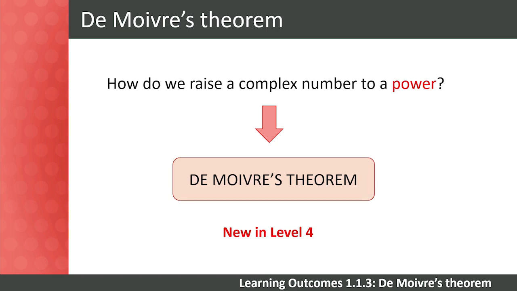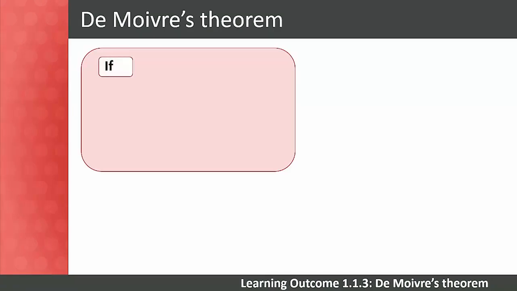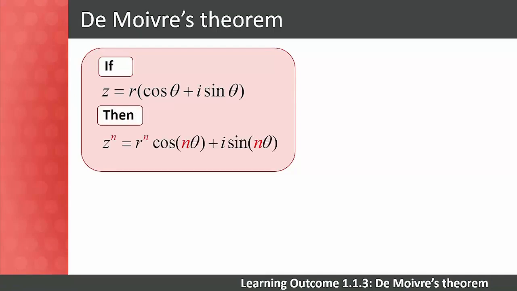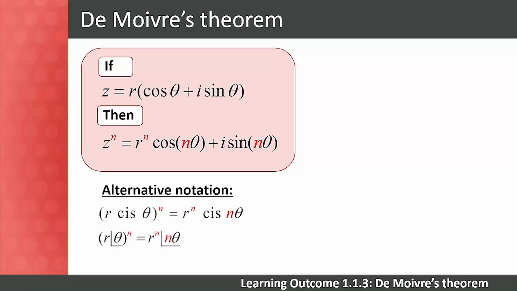What does de Moivre's theorem state? If z is equal to r (cos theta plus i sin theta), then z to the power of n is equal to r to the power of n times (cos n theta plus i sin n theta). The alternative notation in cis form is given here.